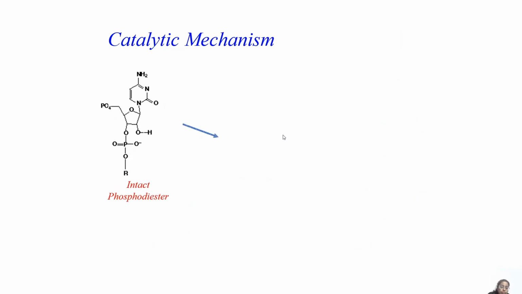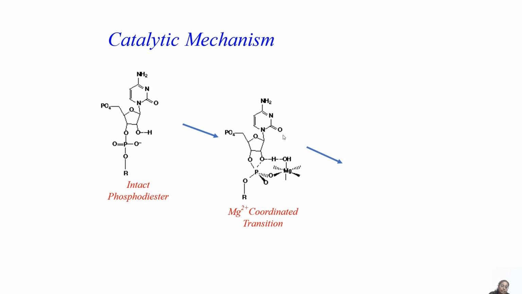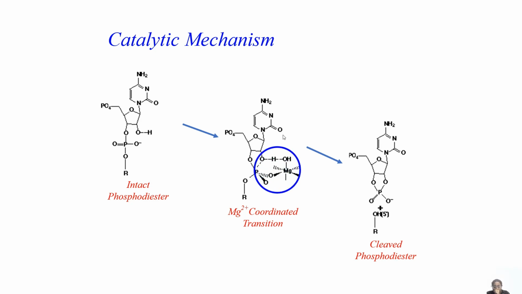The folding. So if we talk about tertiary structure and catalytic mechanism, this is an intact phosphodiester, and in the presence of magnesium metal ions, magnesium-coordinated transition, we have a cleaved phosphodiester, right? So the new crystal structure shows 5 magnesium sites.